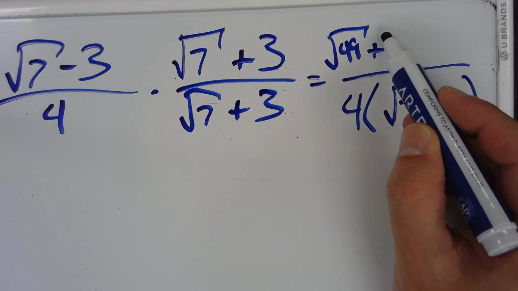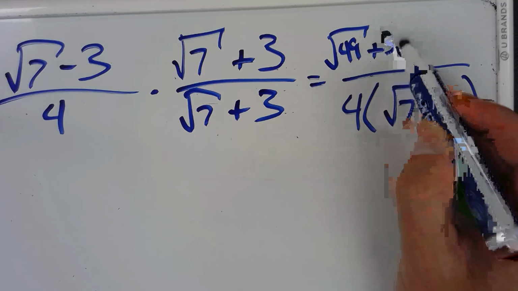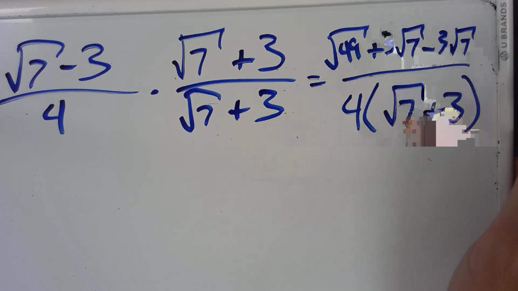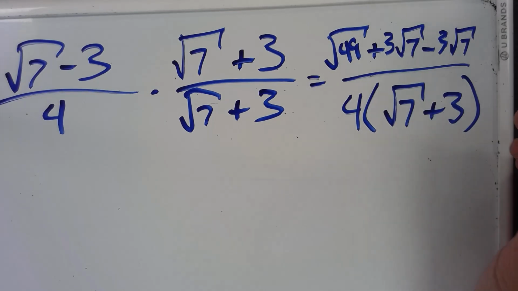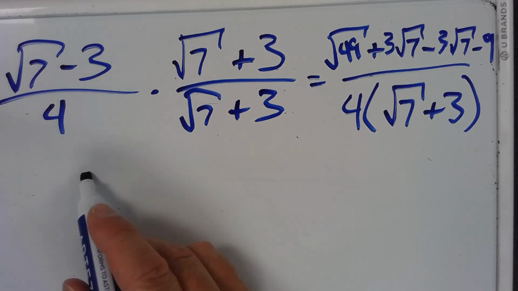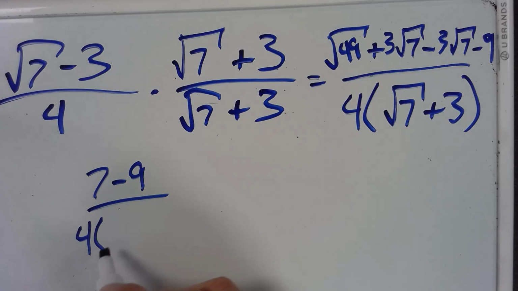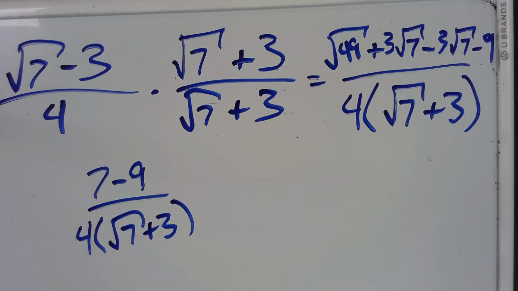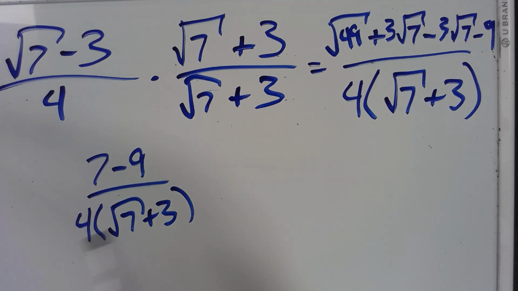Oh boy, running out of room. Minus 9. Look at that, Mackenzie. I can make it work. You just have 7 minus 9. So we got 7 minus 9, yes sir. Over. See, this is the nice thing about not distributing, because now we're going to be able to simplify it a little bit easier without having to turn around and factor. You're welcome.